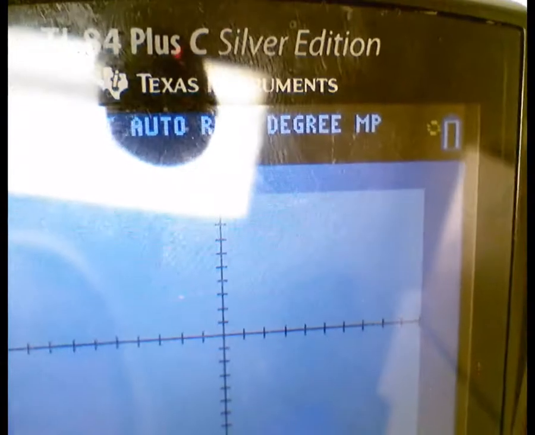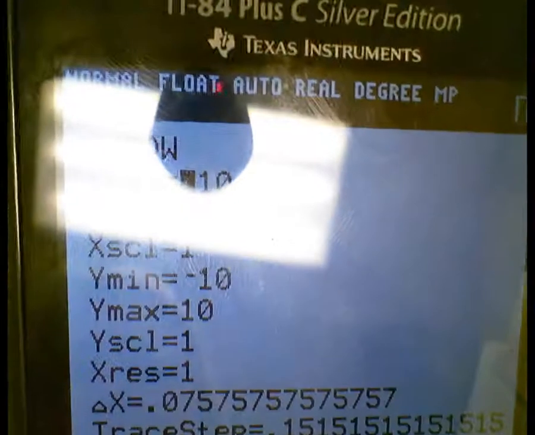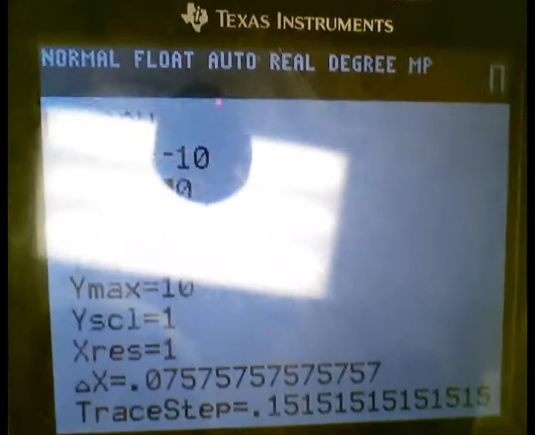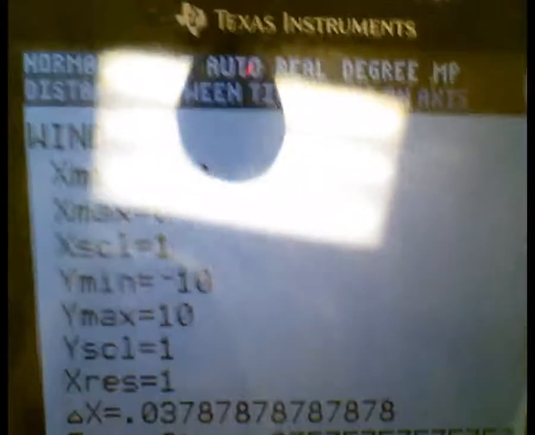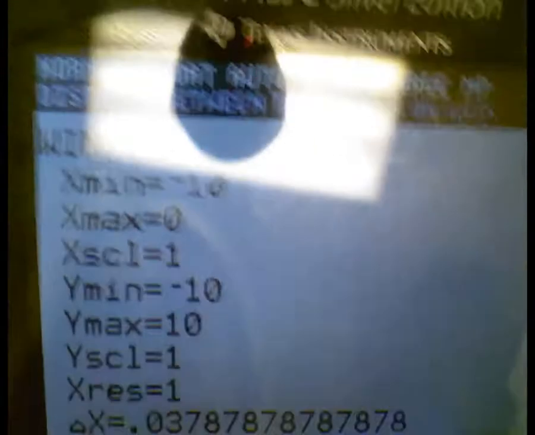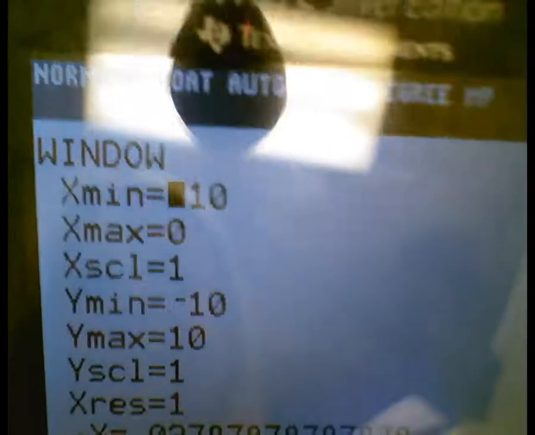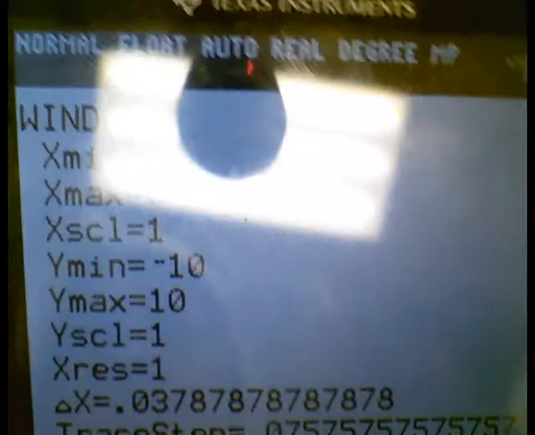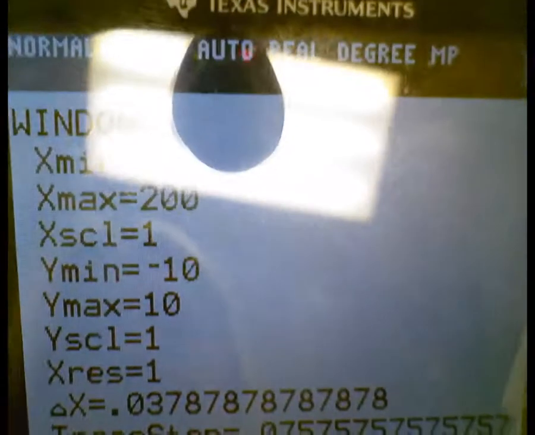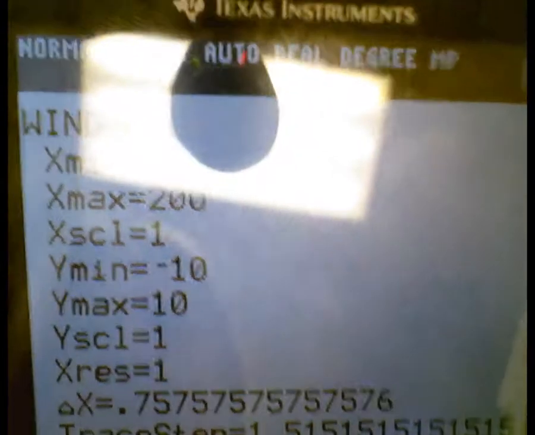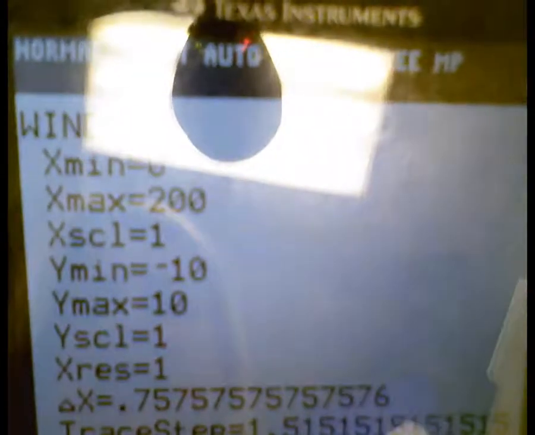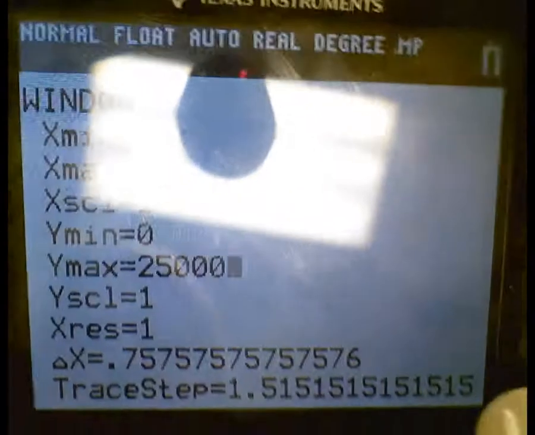You need some window. Let's make sense of our window. Number of years, let's go 0 to 200 years by 1. Y min, I'm going to say 0. Y max: the car costs how much? 25,000. So the max of the Y can be 25,000. And let's press graph.